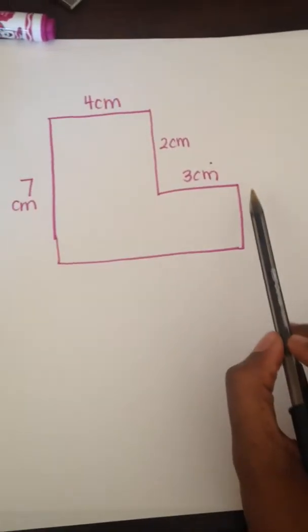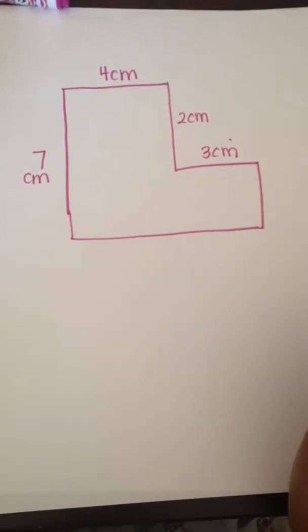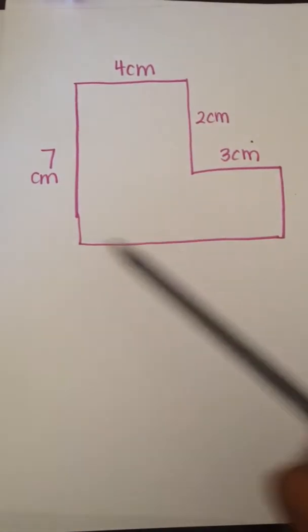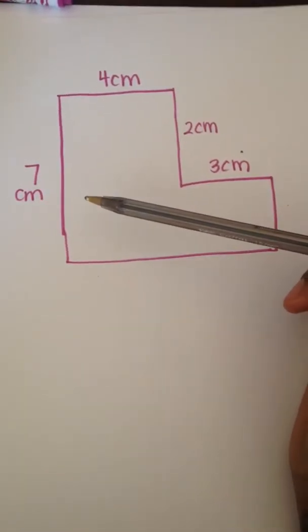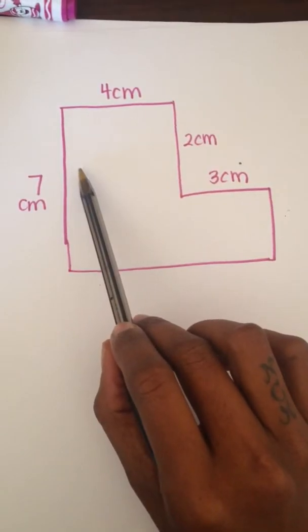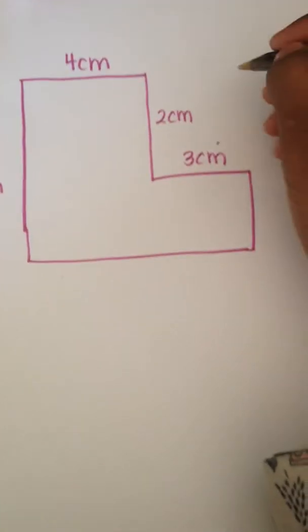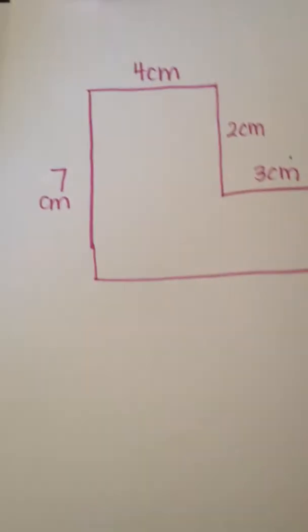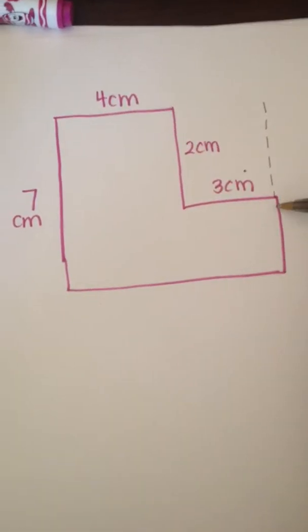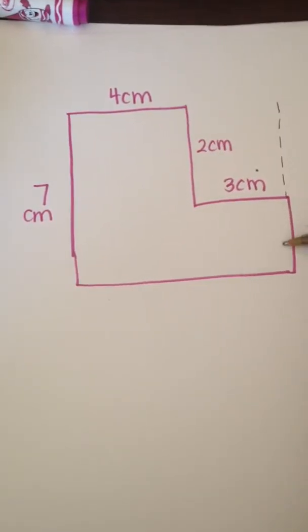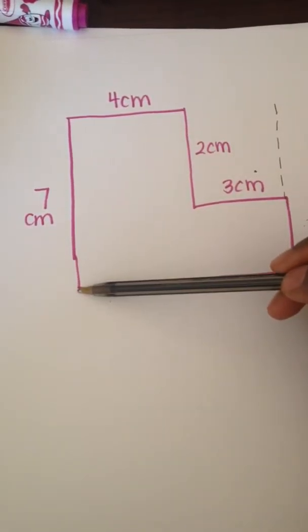So I have two sides that are missing. I have this side and this side. To find the perimeter of the shape, I need to find all the sides. So I'm going to start with this side. An easy way is to draw a little line here. I know that this side isn't 7, but this side is 7.